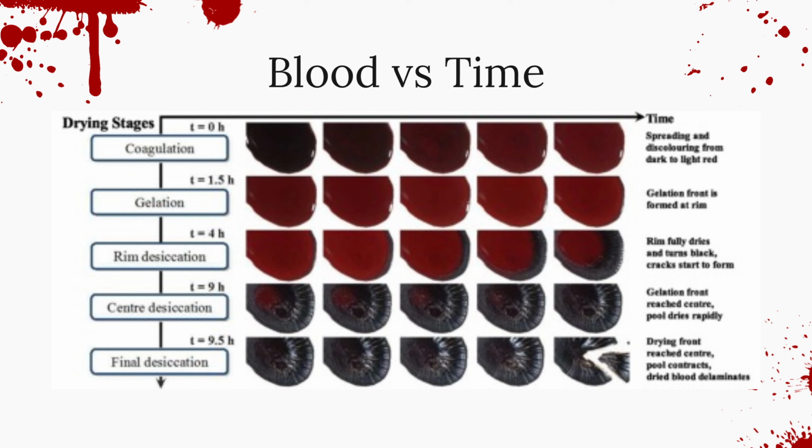These are step 1. Step 2 consists of desiccation, which is removing moisture. The first stage of desiccation is rim. Rim desiccation is where the rim fully dries and begins to crack. Next is center desiccation. This is where the gelatinized blood in the middle begins to dry. Finally, final desiccation is where the droplet is completely dried out and has many cracks and is a little crusty.